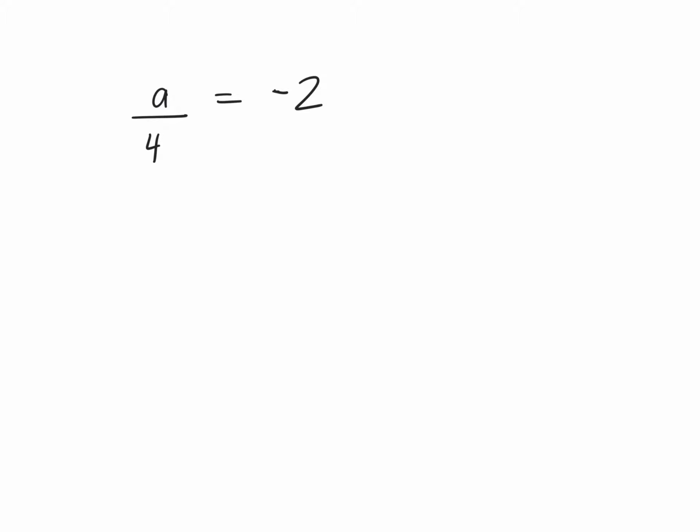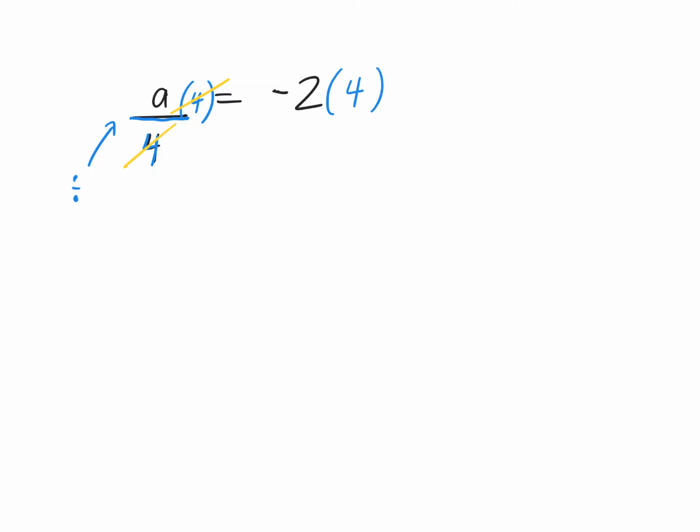What does this mean? Look here, what does this mean? What operation is that? Division, right? A divided by 4. What's the opposite of divided by 4? Multiply. If I multiply this by 4, that cancels out because 4 divided by 4 is 1. It reduces to 1. So what do I have to do to the right side?